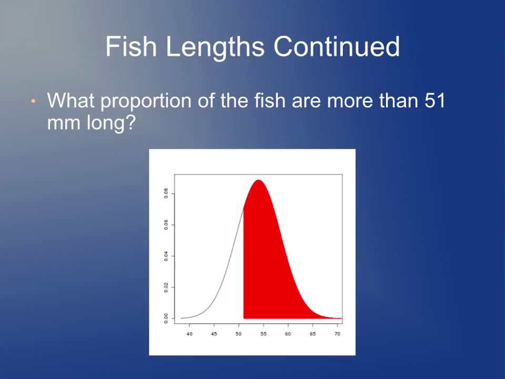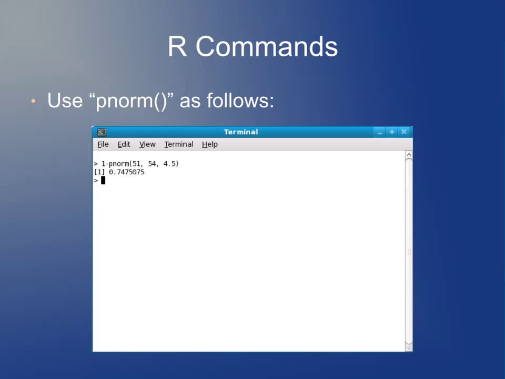And we can do this for more complicated probabilities than just less than 60. Let's say we want to find what proportion of fish are more than 51 millimeters long. In this case, that would be the area of the graph above 51. Well, pnorm will only give us the area of the graph below 51, the white portion, but we want the red portion. We can easily calculate the red portion by taking advantage of the fact that the area under the entire curve has to be 1.